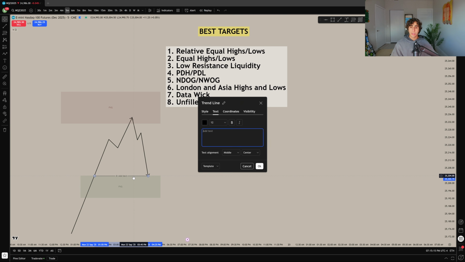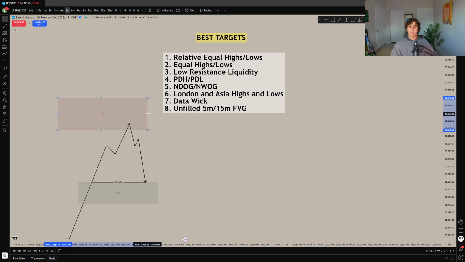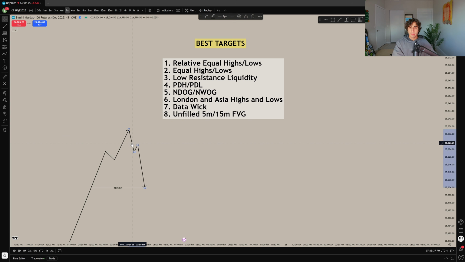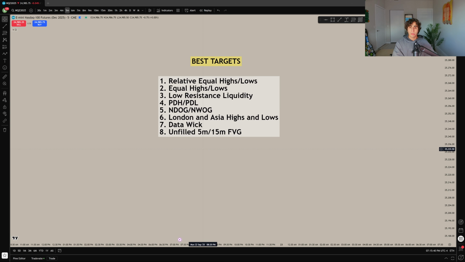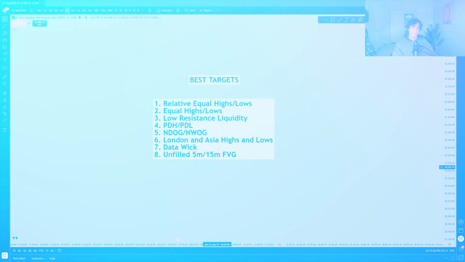Really, really solid target. It's called my mechanical model, and this is what I'll go over in a second, and I'll show you guys some examples. But absolutely my favorite target of all time. I use all these targets every single day, but my main target for my mechanical model, and the one that honestly makes me the most amount of money, is the unfilled 5-minute, 15-minute gap. That's pretty much everything though.